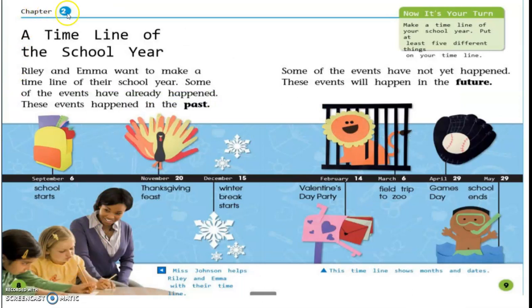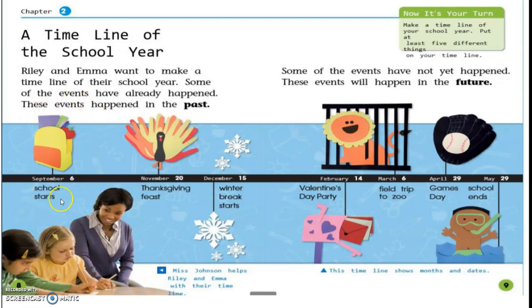All right, chapter 2. A timeline of the school year. Riley and Emma want to make a timeline of their school year. Some of the events have already happened. These events happened in the past. Some of the events have not yet happened. Oh, not yet happened. These events will happen in the future.